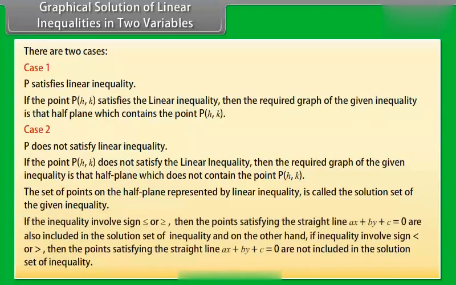If the inequality involves the sign less than or equal or greater than or equal, then the points satisfying the straight line ax plus by plus c is equal to 0 are also included in the solution set of the inequality. On the other hand, if the inequality involves the sign less than or greater than, then the points satisfying the straight line ax plus by plus c is equal to 0 are not included in the solution set of the inequality.